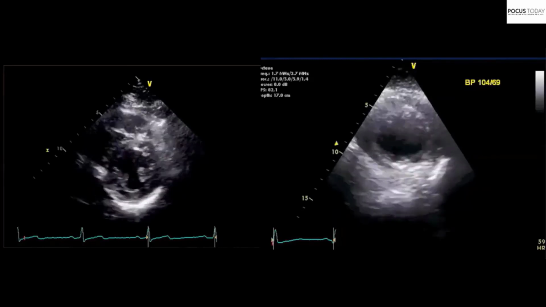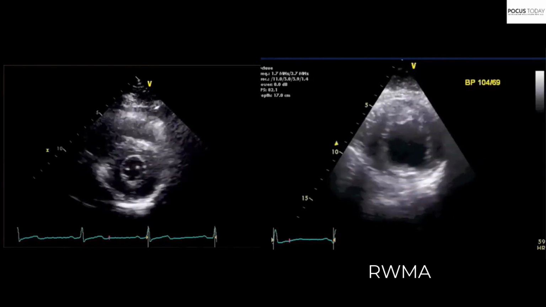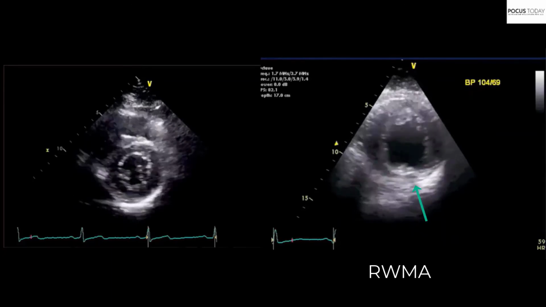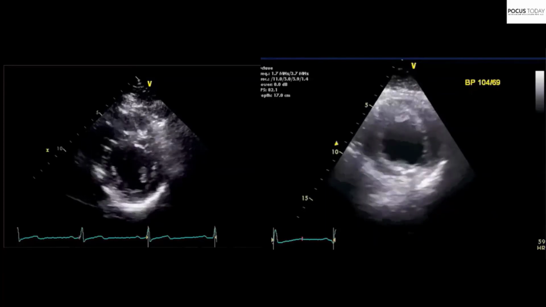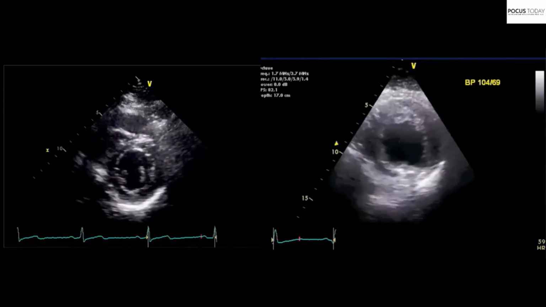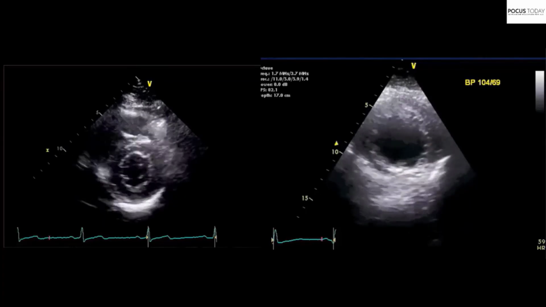This view is also useful for looking at our WMA. The LV on the right has an inferior wall that does not thicken or contract during systole. This is an example of inferior wall akinesia. The parasternal short axis view is a useful view for evaluation of global and regional LV systolic function.